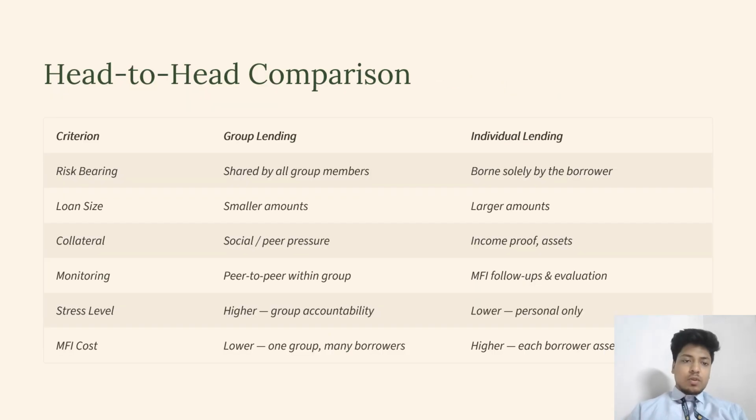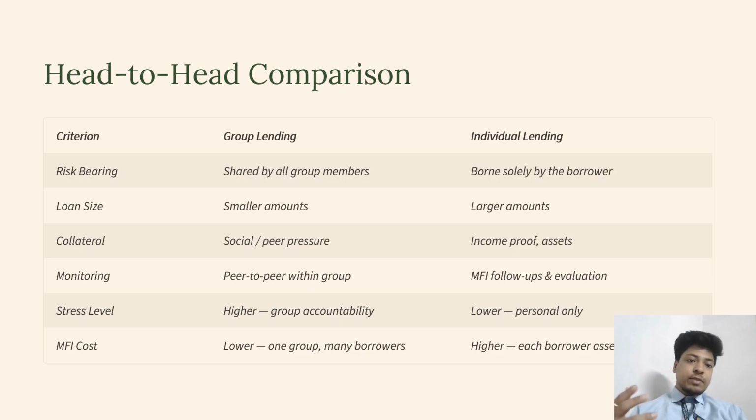So now let's focus on this chart. We have the head-to-head comparison. Let's look at this table. This table basically highlights why an institution might choose one over the other depending on the borrower's needs. So these are the two models.